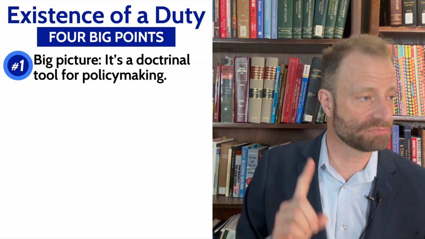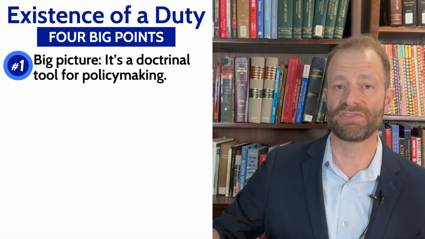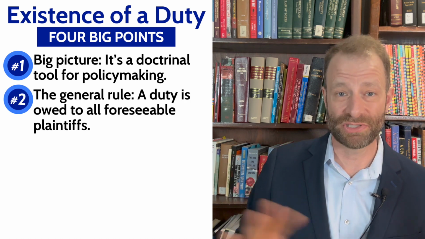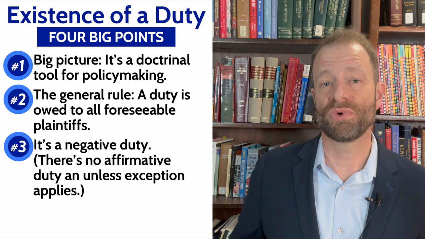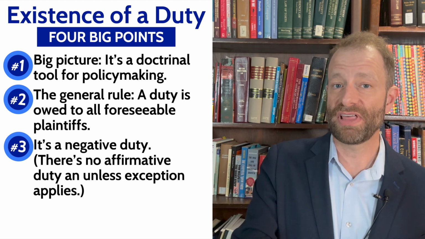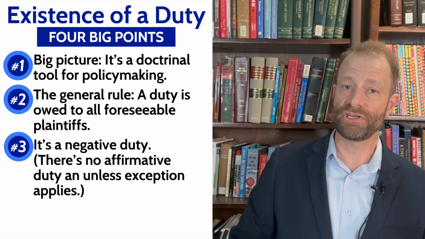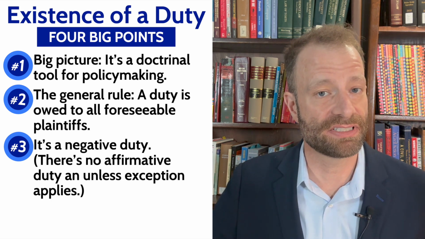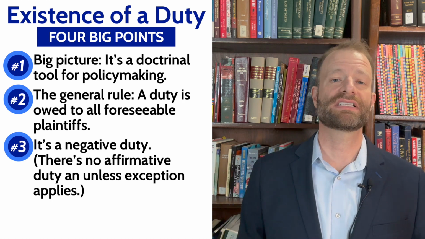Now let's go back. Our big 4 points were: first, some context about the big picture and the policymaking role of the existence of a duty of care and how it can keep things from getting to a jury. The second big point was the general rule that a duty is owed to all foreseeable plaintiffs. The third big point was the negative nature of that duty, or the no affirmative duty rule, which is that while you have a duty to refrain from hazardous conduct, there's no duty to come to someone's assistance unless a special exception applies, and we talked about 4 exceptions there.